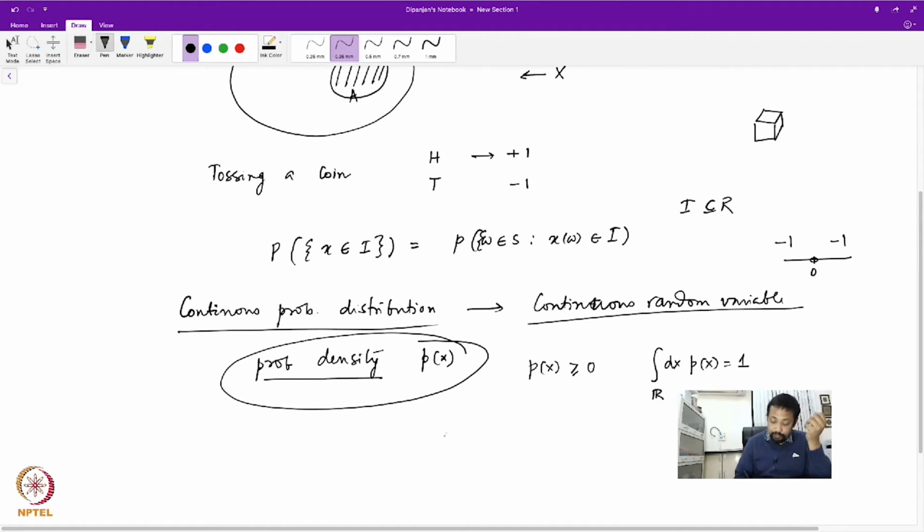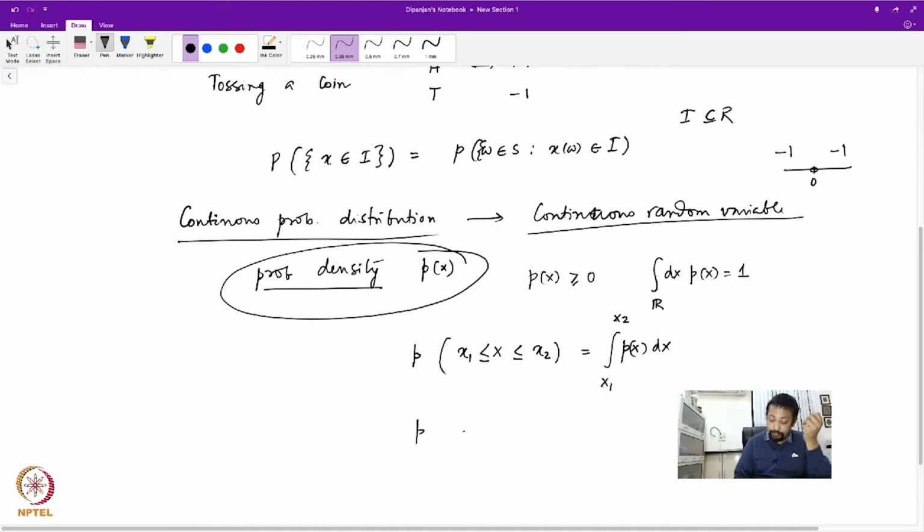We will say the probability of x taking a value between x1 and x2 is equal to the integral from x1 to x2 of p(x) dx. Or if you say the probability of small x less than capital X less than x plus dx, then this probability becomes p(x) dx. This is the probability.